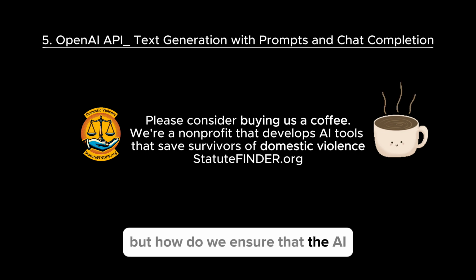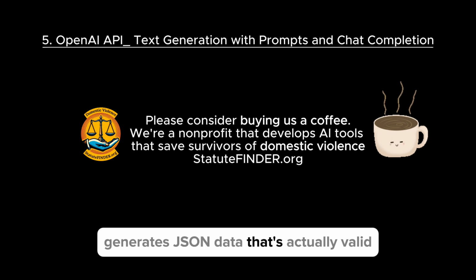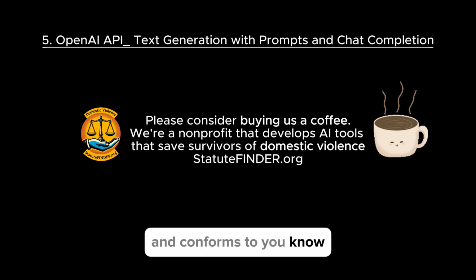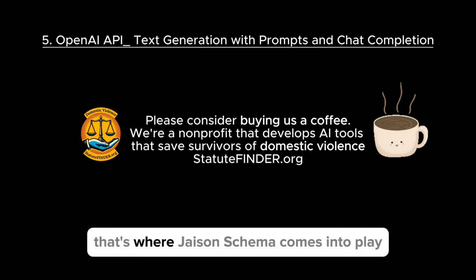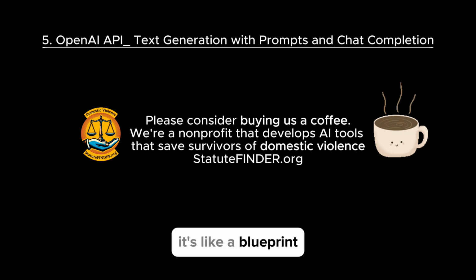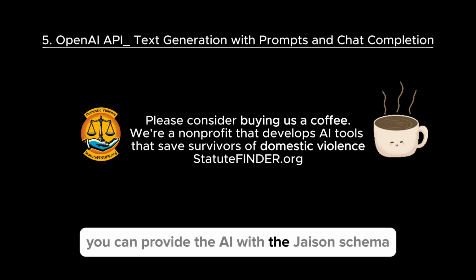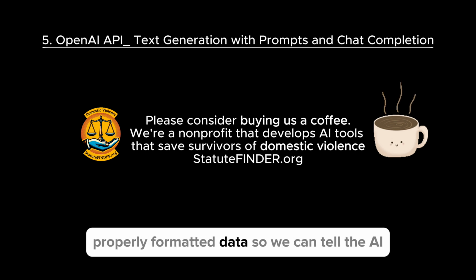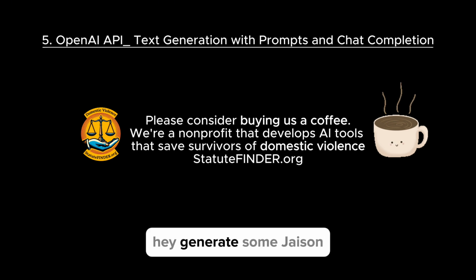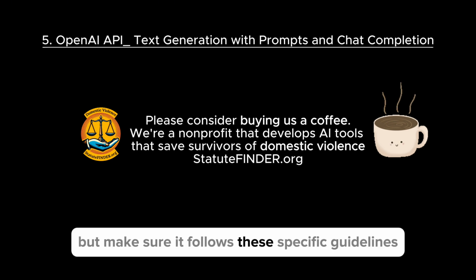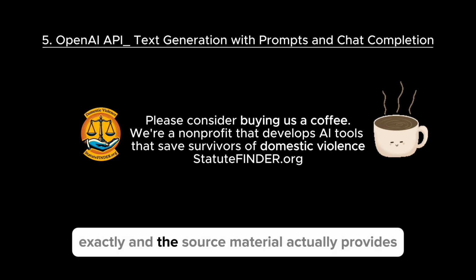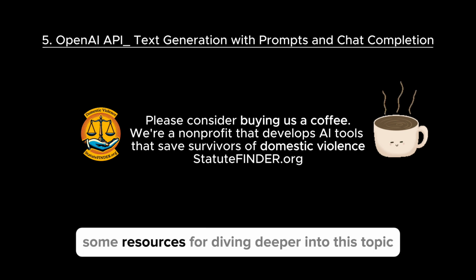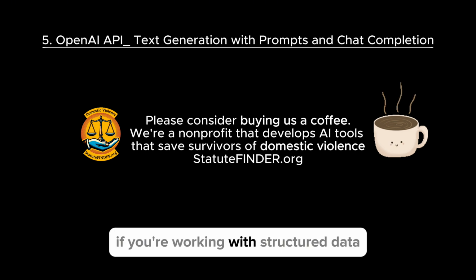But how do we ensure that the AI generates JSON data that's actually valid and conforms to the specific structure we need? That's where JSON schema comes into play. It's like a blueprint that defines the structure and rules for your JSON data. You can provide the AI with a JSON schema, and it'll use that as a guide to generate properly formatted data. So we can tell the AI, hey, generate some JSON, but make sure it follows these specific guidelines. Exactly. And the source material actually provides some resources for diving deeper into this topic, which I highly recommend exploring if you're working with structured data.